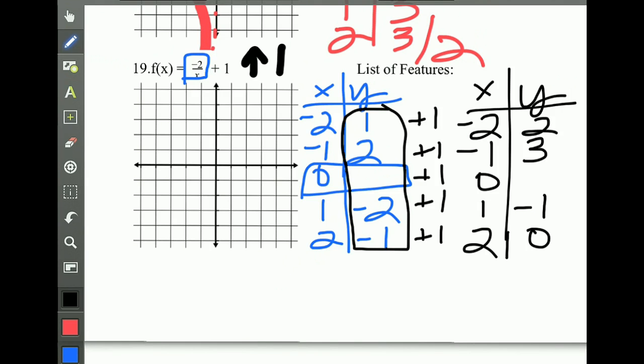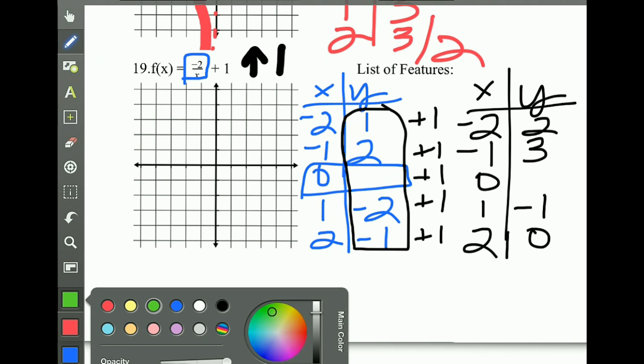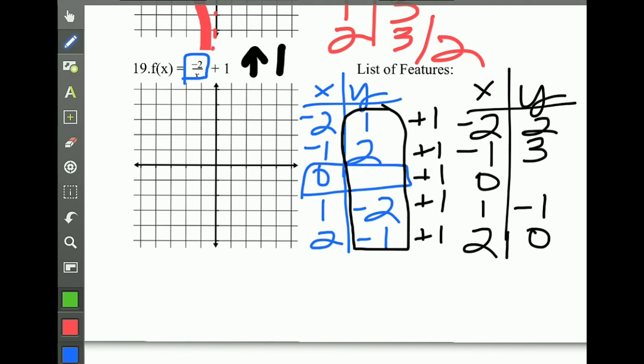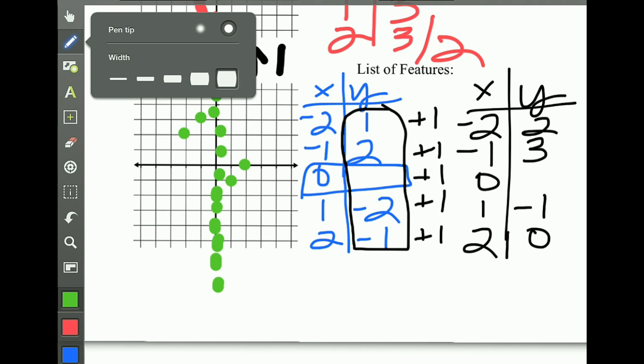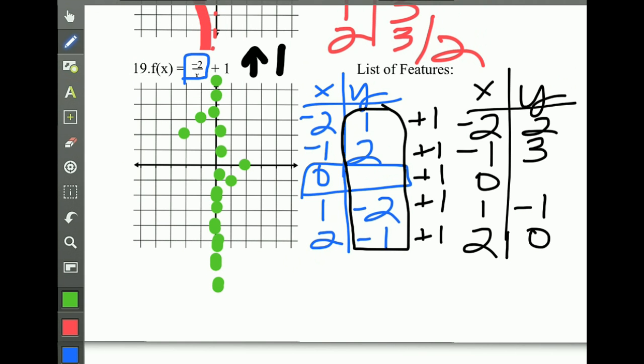So still going to have an asymptote on the y-axis. Still my asymptote. And then I will have -2, 2. Oh, let's get a bigger dot there. -2, 2. -1, 3. 0, 0, 1, -1, and 2, 0. So what that really did was it shifted everything up 1 also. So my new horizontal asymptote is going to be at 1 here.